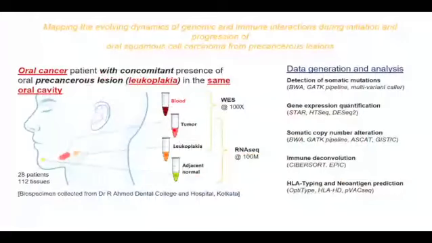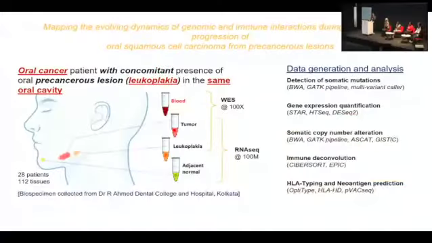So we asked two major questions: what are the molecular changes that occur in a precancerous lesion such as leukoplakia, and what are the additional changes that occur within the tumor, as well as to understand the shift of the molecular nature of the microenvironment from the normal to precancerous lesion to tumor. And in order to track that evolution, we specifically selected oral cancer patients who have additional leukoplakia patches in addition to their tumors.